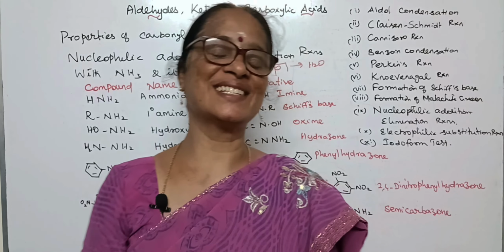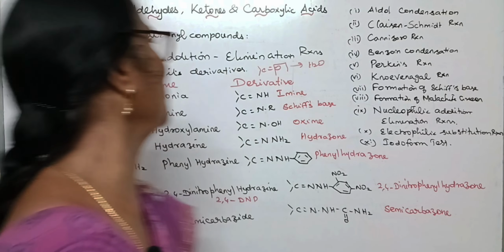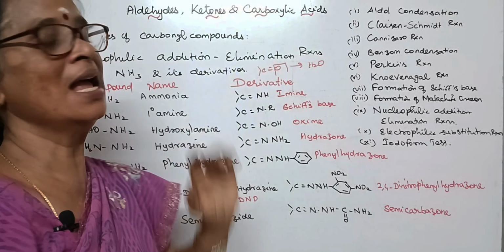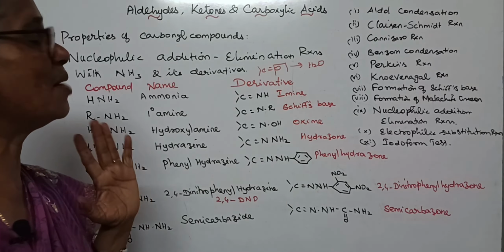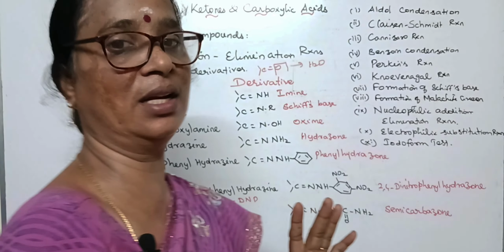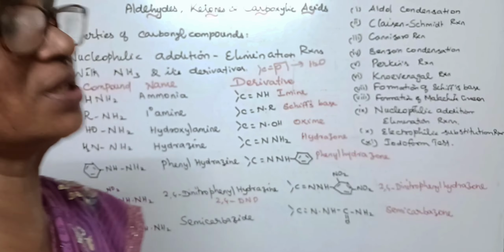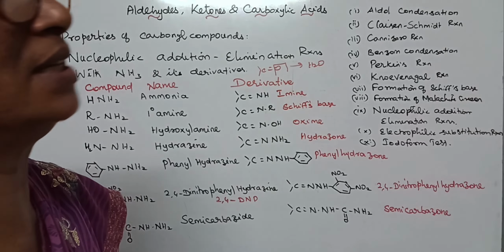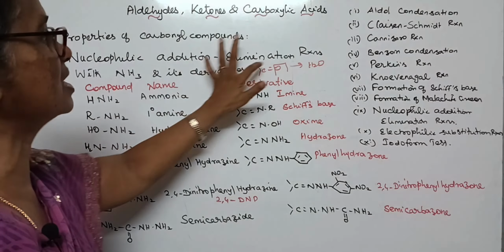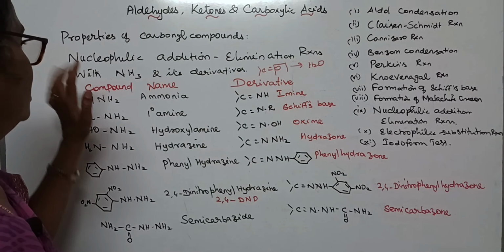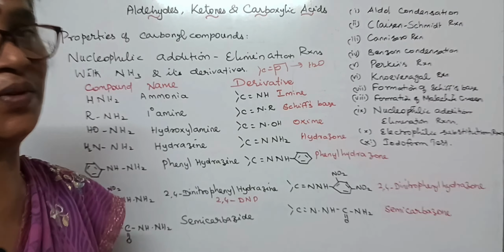Hello students, let us start our today's session from the chapter Aldehydes, Ketones and Carboxylic acids. In the last session itself, we have completed some of the chemical properties of carbonyl compounds. Today, we are going to see some more chemical properties of carbonyl compounds. Let us see first of all nucleophilic addition elimination reactions with ammonia and its derivatives.